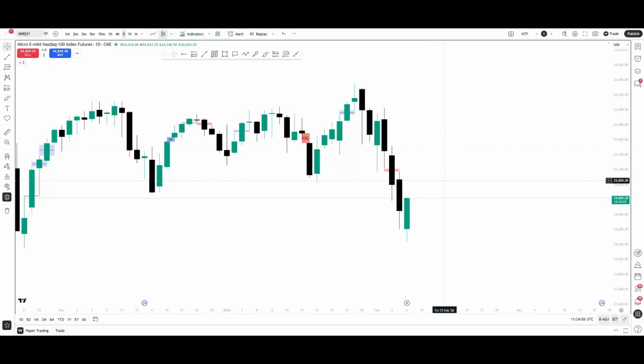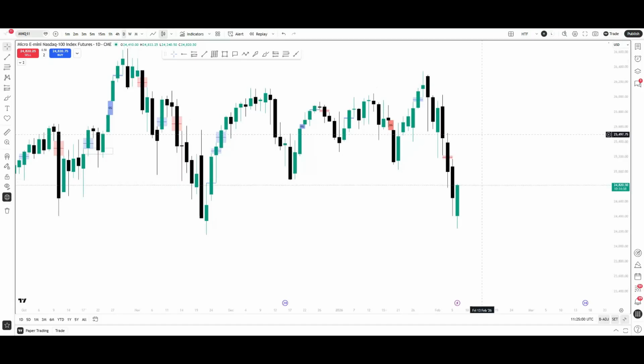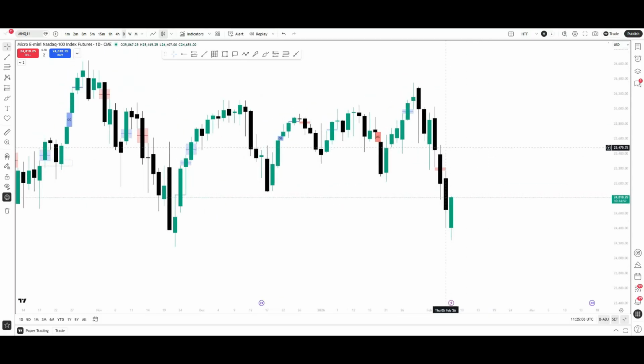It's the 6th of February 2026, and this is the Nasdaq. This is the exact same process that I take for every trade. I always start on the daily time frame just to see what happened yesterday, and I move to the 4 hour, the 1 hour, and the 15-minute. They're what I consider my higher time frames. And then I'll look at the lower time frames for execution.